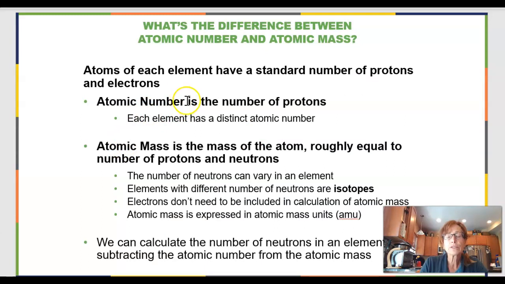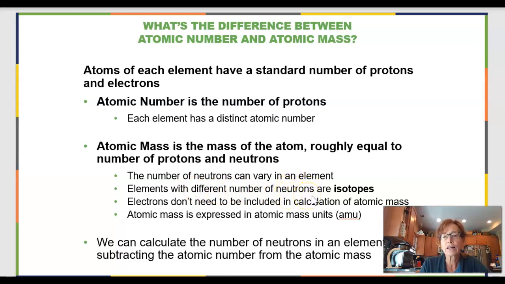So the atomic number is what we call the number of protons. Whatever the number of protons is, that's the element's atomic number. The atomic mass is whatever is in the center where the nucleus is. So that's roughly the sum total of the protons and the neutrons in that particular atom of that element. Some elements may have a slightly different mass number depending on whether they have a few more neutrons or fewer neutrons.